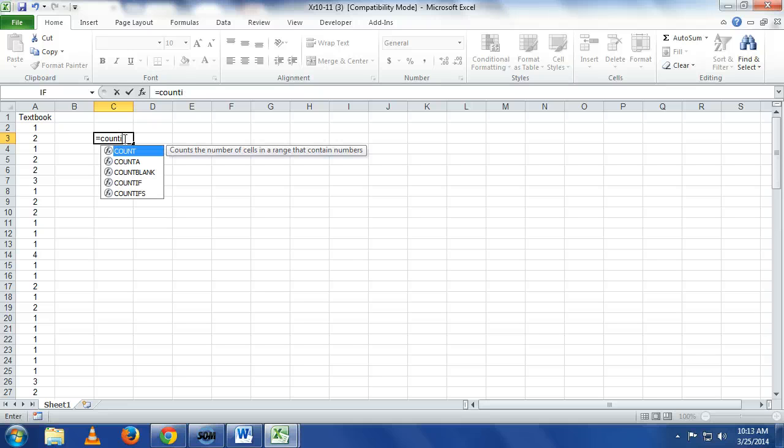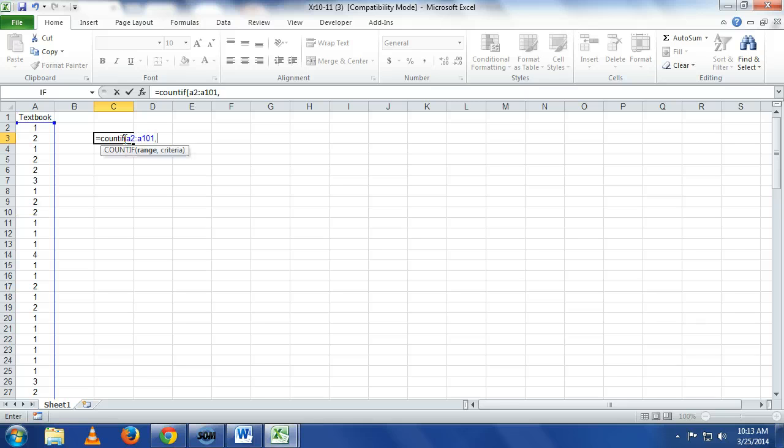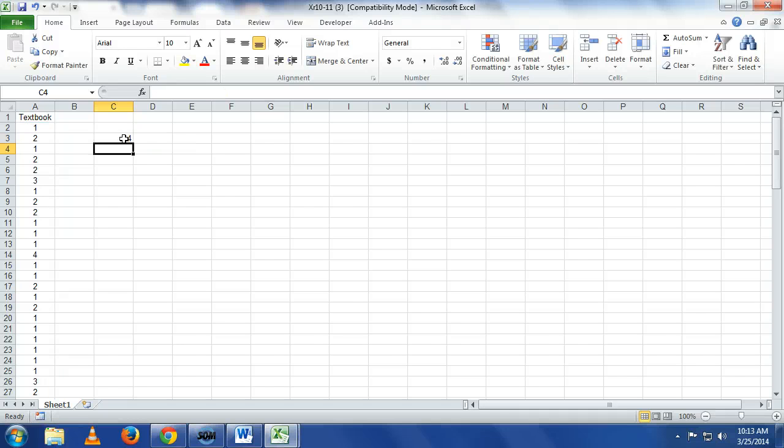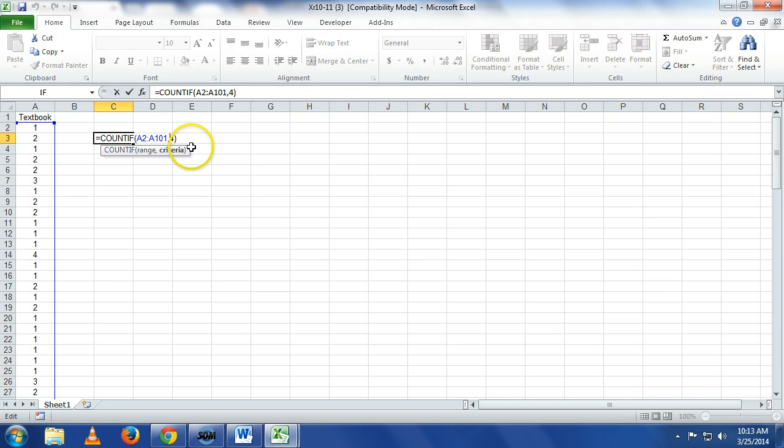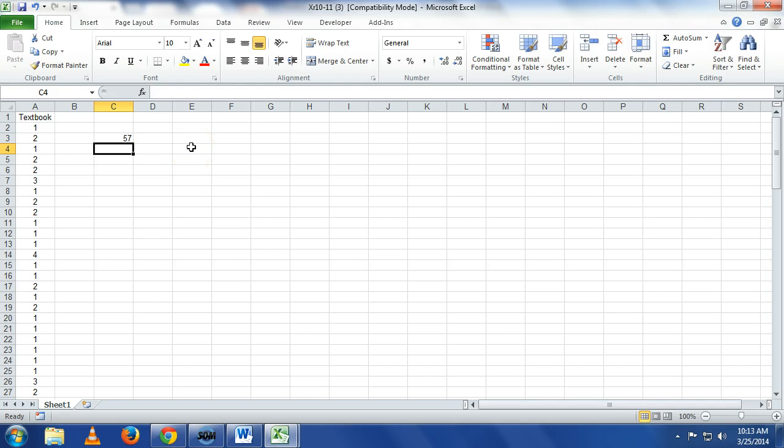COUNTIF, A2 to A101, and I want to count the number of 4s. That gives me, is that all there are? I think we want to do one. Huh? I think we're looking for the number one. 1 means excellent. Okay, thank you. So count the number of ones. There's 57 ones, okay? So 57 out of 100, that's not a difficult percentage to figure out. 57 out of 100 is what?